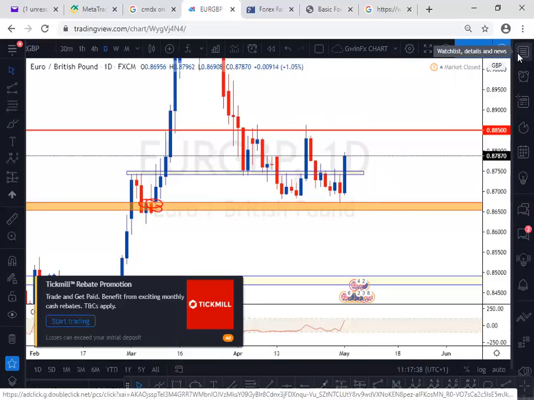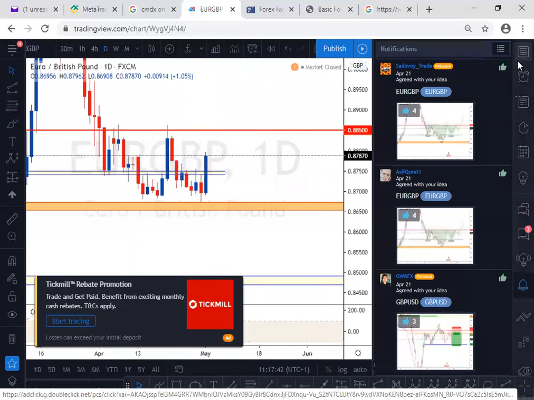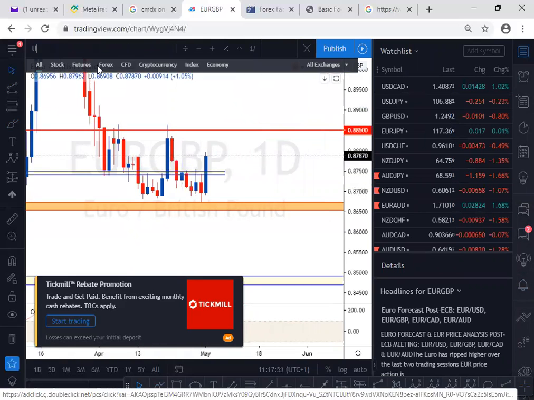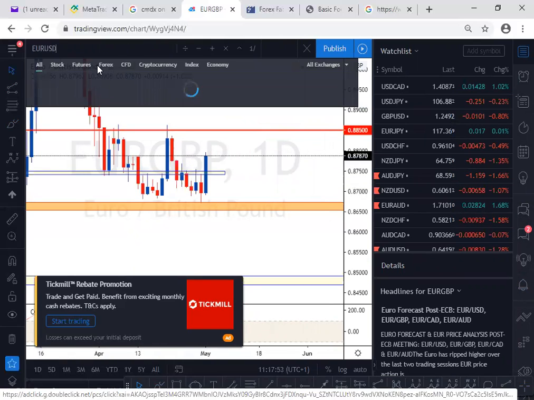And we move straight to the Euro USD, which we spoke about a couple of times to the students. And I spoke about this a lot of times. Euro USD.